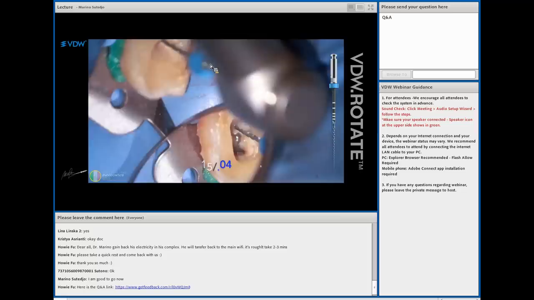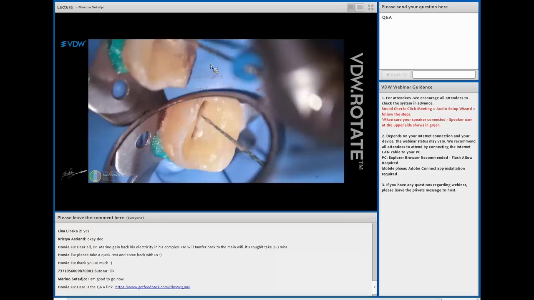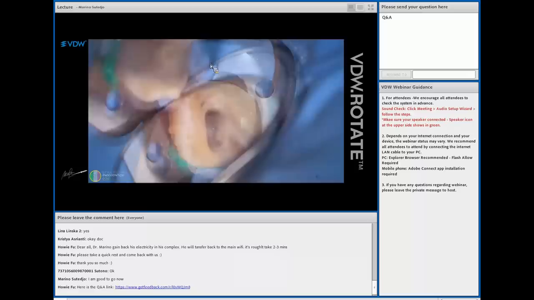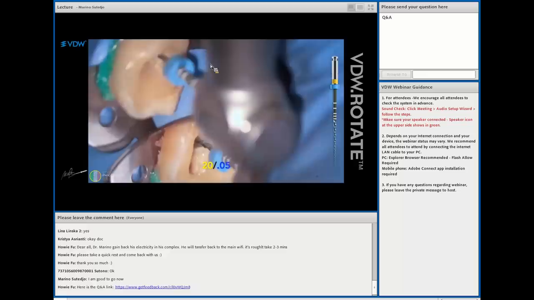And I also don't use my extirpation needle anymore. I don't use my barbed broach because it is very dangerous. As you can see here, rotary instruments can easily extirpate the pulp. So you don't need to use the barbed broach anymore, because it can cut dentin and it will create problems. Don't forget, always keep the canal full of fluid, and continue with the 2005.